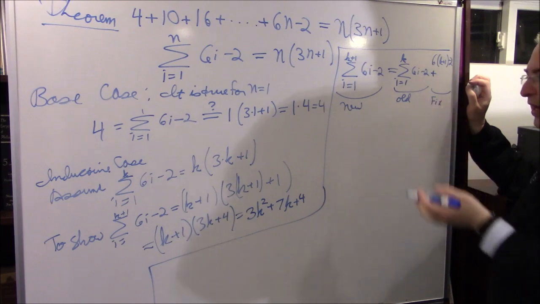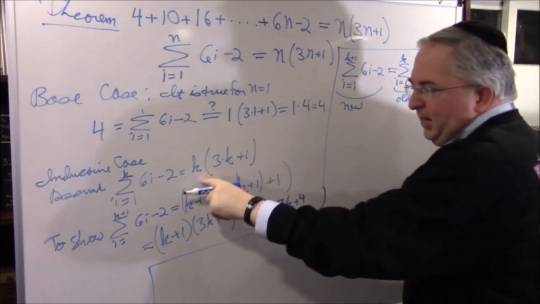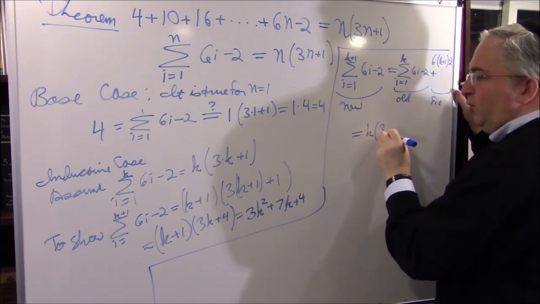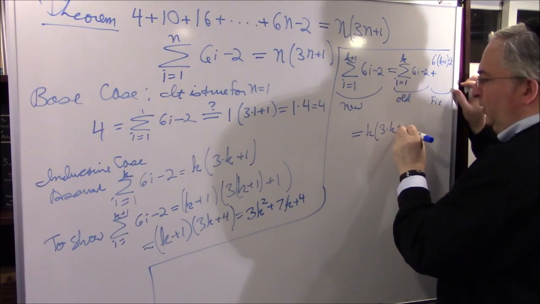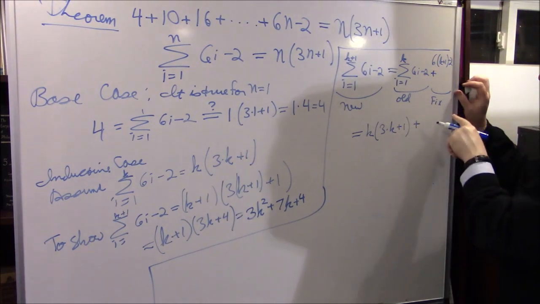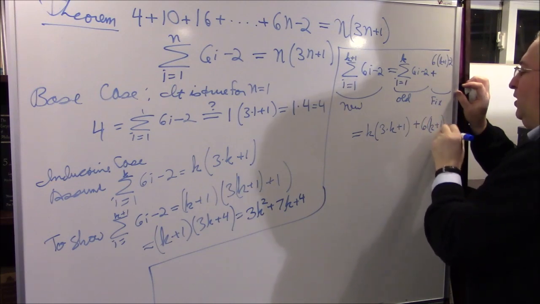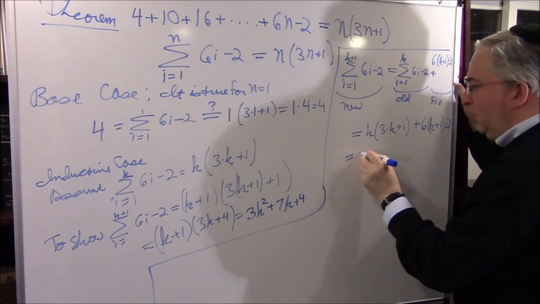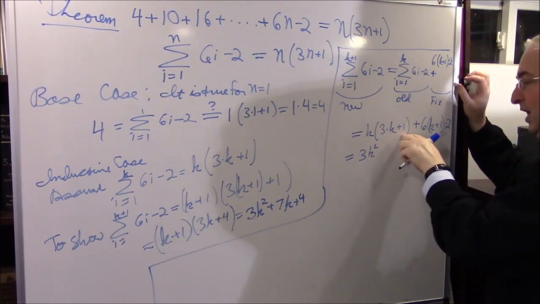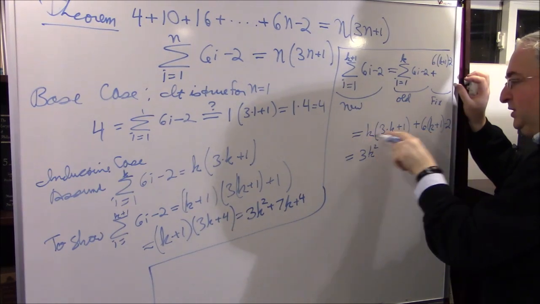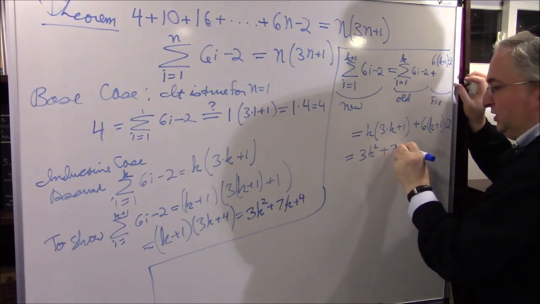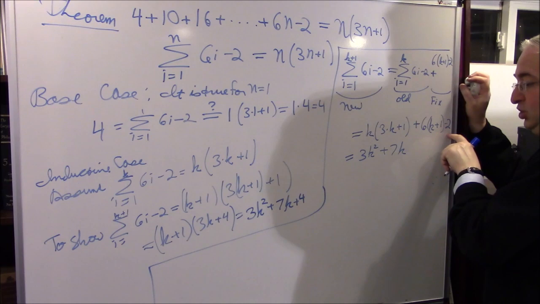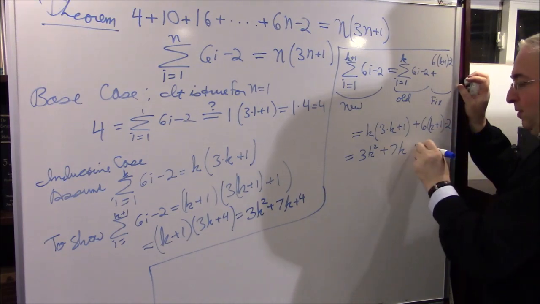Now let's work it out. I have made an assumption about the old, so let's write it out. What's my assumption about the old? That this is equal to k times 3k plus 1. That's my assumption. Plus, don't forget your fix: 6 times k plus 1 minus 2. Let's work this out. We get k times 3k is 3k squared plus k, plus 6k, so k plus 6k is plus 7k. Now we have 6 times 1 is 6, minus 2 is plus 4.